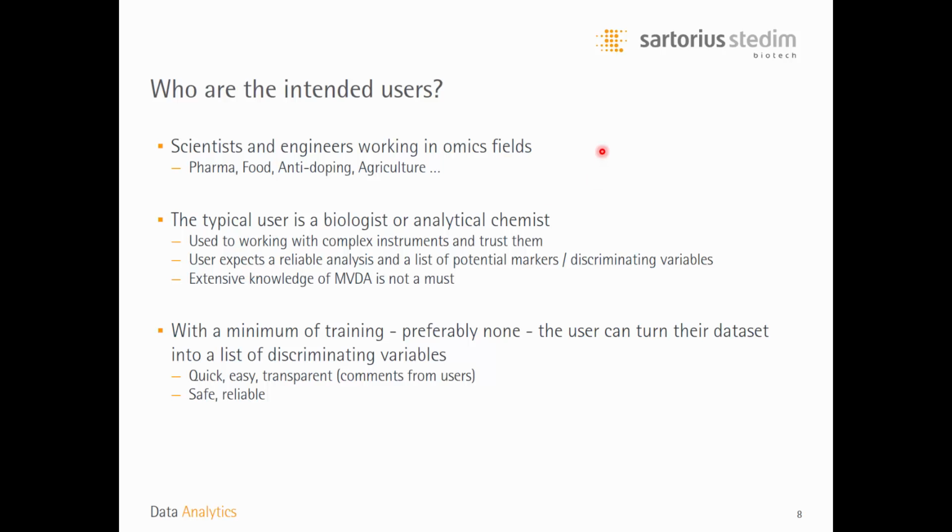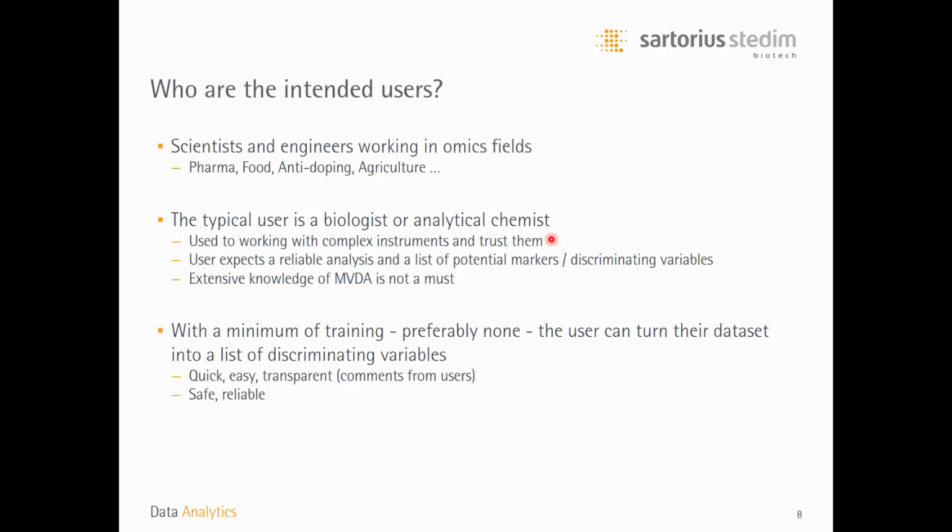So who are then the intended users? Well, of course, this will be scientists, engineers, and technicians working in industrial and academic sectors touching upon omics-related questions. This can be pharma, food, anti-doping, agriculture, and so on and so forth. And we see in front of us that the typical user might be a biologist or an analytical chemist, but of course many other industrial professions may also come into play. The common and uniting theme for these people is that they are used to working with complex instruments and that they also trust the results and output arising from these instruments.